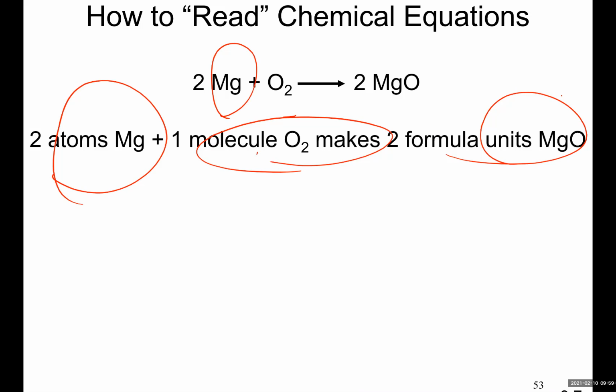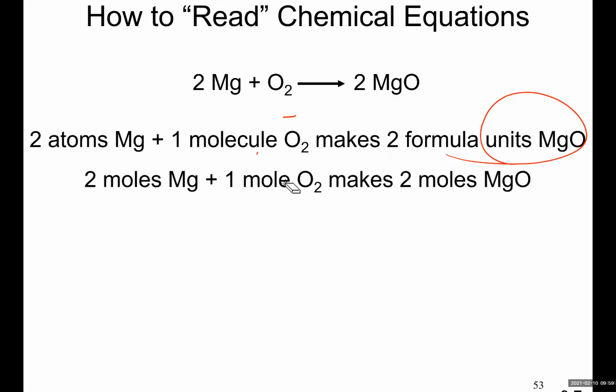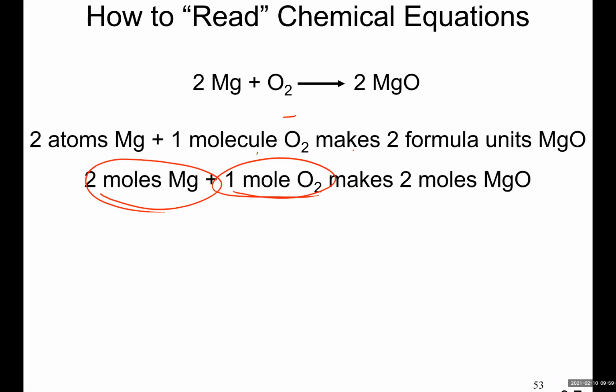And a mole is a certain large number of units, so I can multiply both sides by Avogadro's number and read it in terms of moles, which is more familiar for us. 2 moles of magnesium react with 1 mole of oxygen, and you produce 2 moles of magnesium oxide.